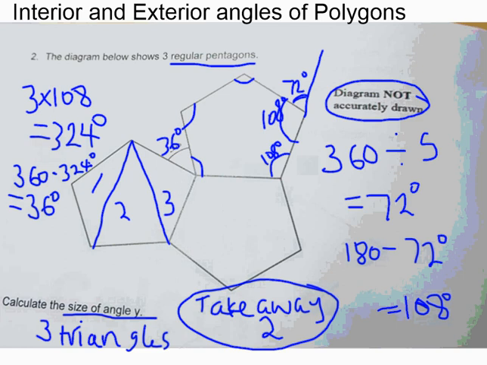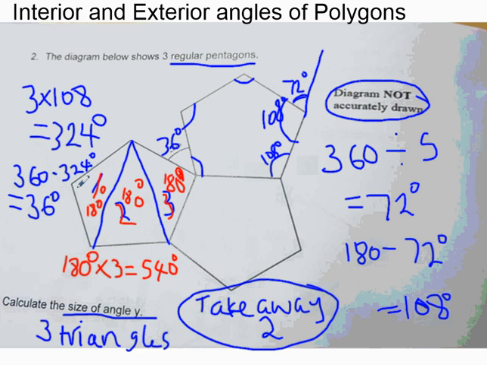I'm going to use a different color pen. Okay, so you have 1, and then you have 2, and then you have 3 triangles. Now, each triangle has 180 degrees for the whole angles inside. So 3 lots of 180 tells us that the angles inside the pentagon should all add up to 540 degrees.